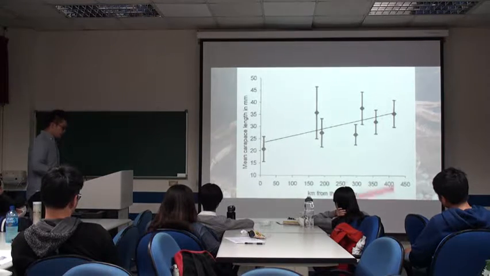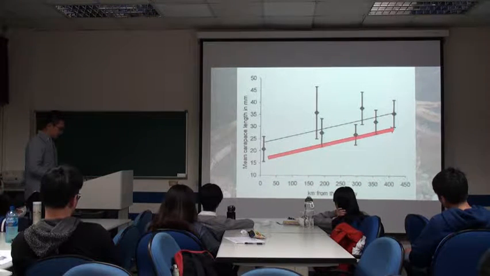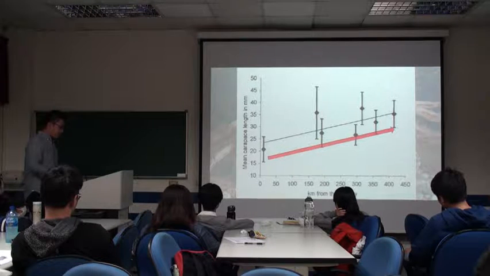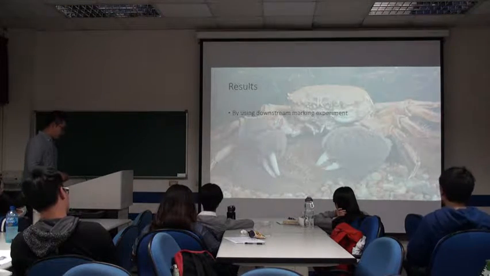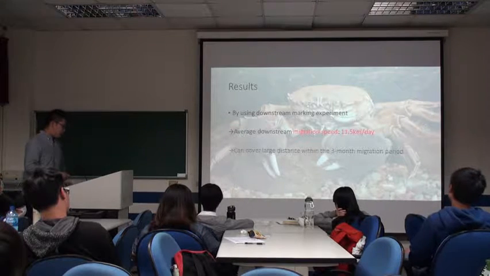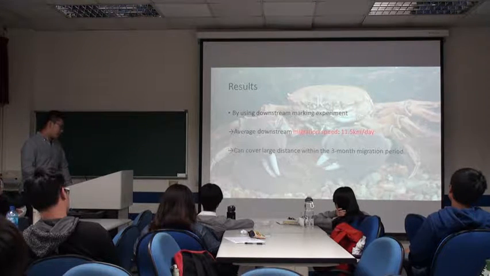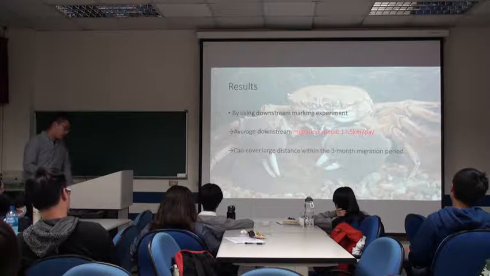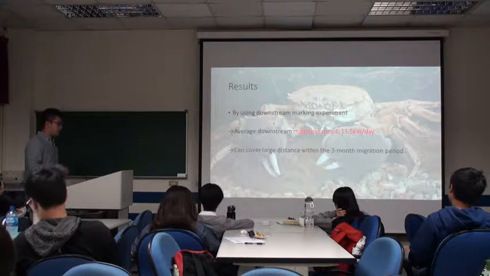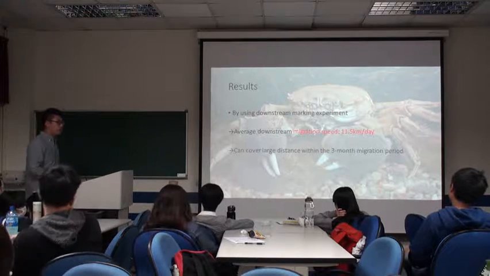Here is the graph, and the x-axis is the length, and the y-axis is the distance from the estuary. By using the downstream marking experiment, we found their migration speed is 11.5 kilometers per day, which means they can cover large distances in a really short time.